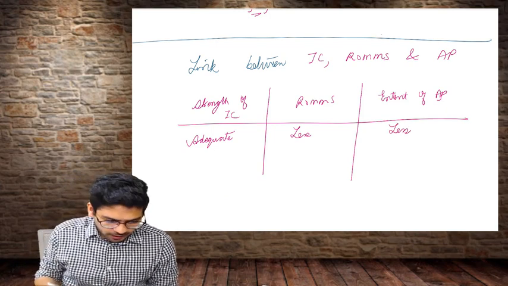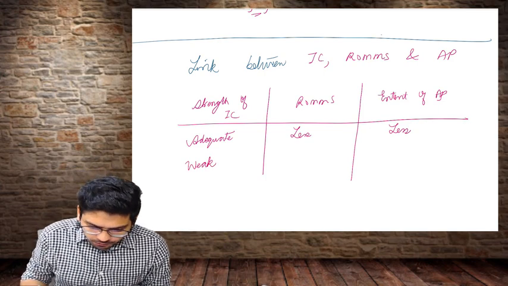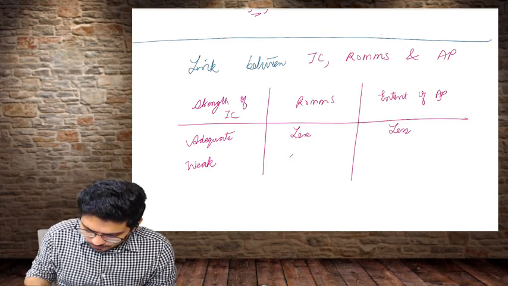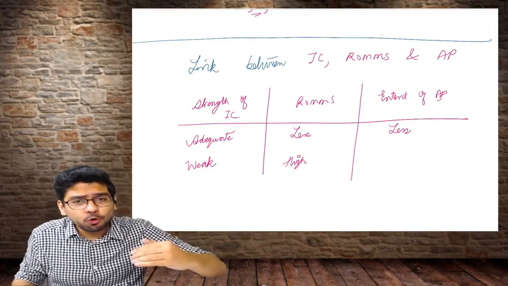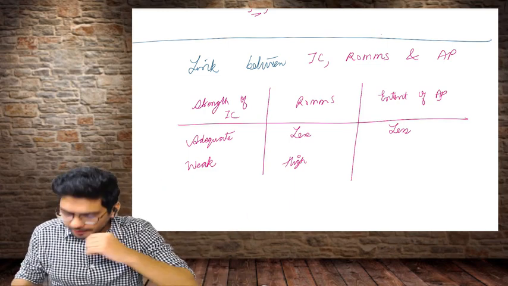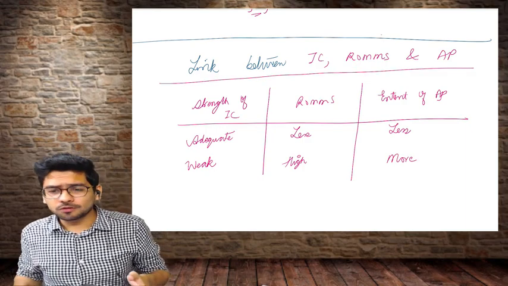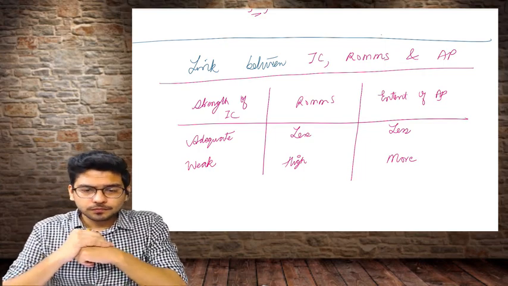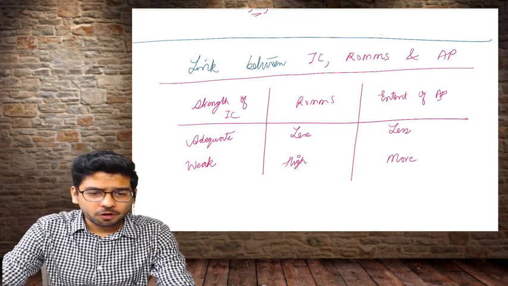Let's say if the internal controls are not adequate, it is weak, so my ROMMS will be high. And the extent of audit procedures: will I have to apply more procedures now and obtain more evidence? Yes or no? Yes. So I'll say more procedures. Just copy down this chart also for your understanding. Fine. So this is it in the concept of audit process.